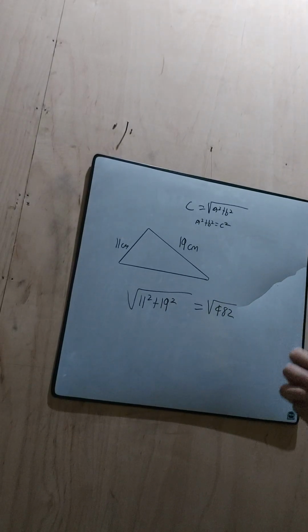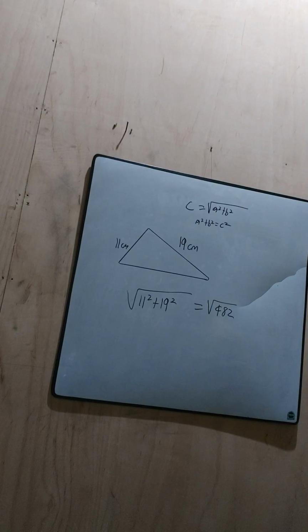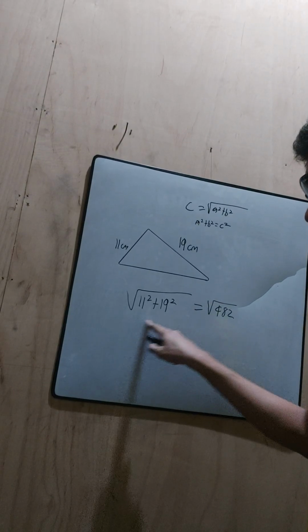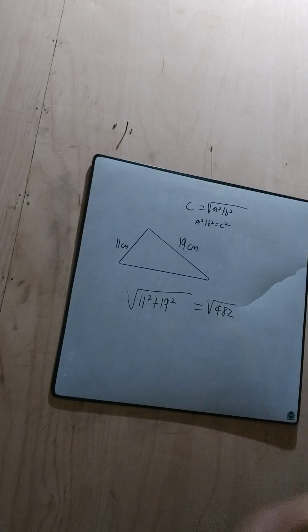Right. Now as you can see on the board, it's probably inverted or something. I don't know. It's kind of bad right now. So 11 squared plus 19 squared is 482. Take the square root of that, get the answer.